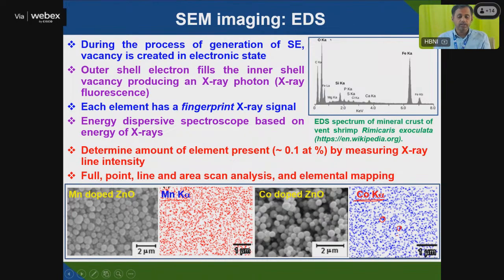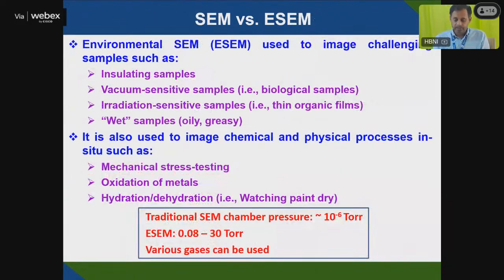So mostly, the outer shell electron will jump when the secondary electron is produced. As we discussed, the electron beam comes here, this electron knocks out another and creates a hole, and that hole will be filled by a higher orbital electron. So some X-ray will be generated, and that X-ray will help you get the fingerprint information. So elemental mapping up to 0.1 atom %, you are able to detect by scanning electron microscope using the EDAX facility.